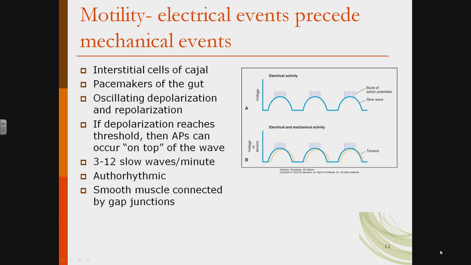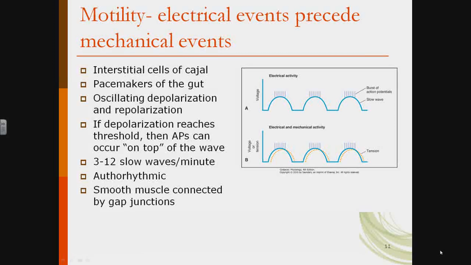Let's talk about motility for a little bit. This is so awesome. Now, you're going to learn about some cells that can depolarize on their own without a neuron telling them to do so. Not just in the gut, but in your heart as well. The cells in your gut that can depolarize on their own, look at the right picture, letter A. These are called the interstitial cells of Cajal. They're considered to be the pacemakers of the gut.